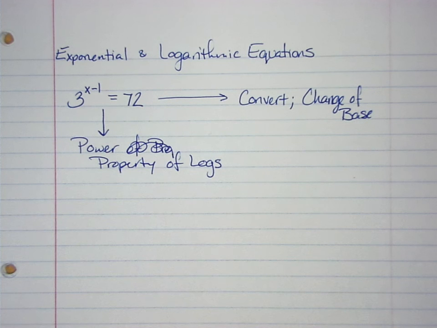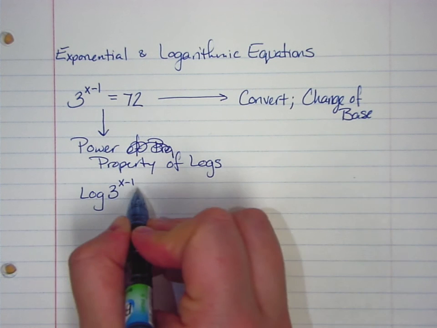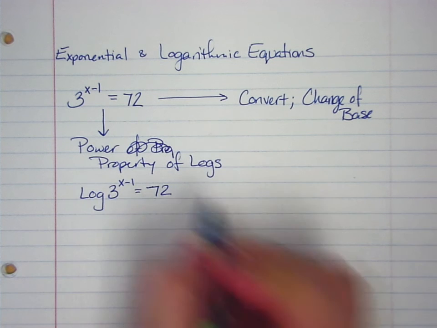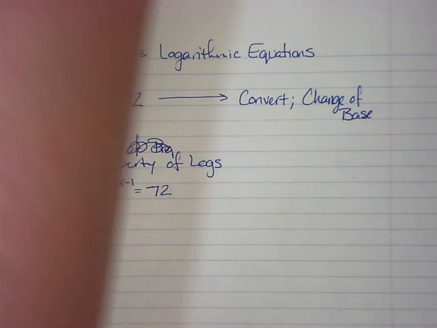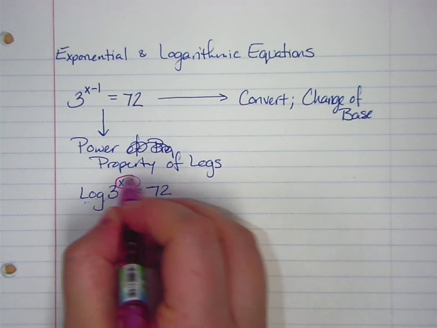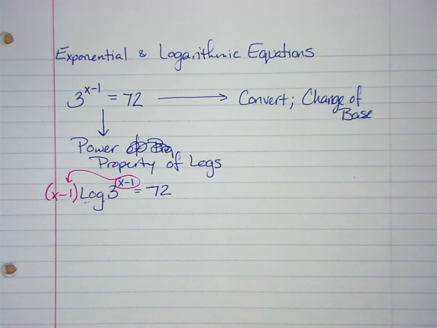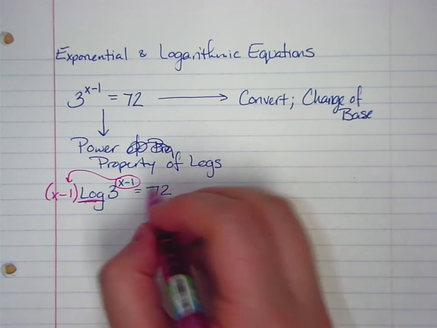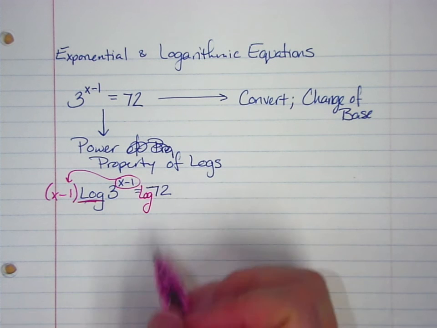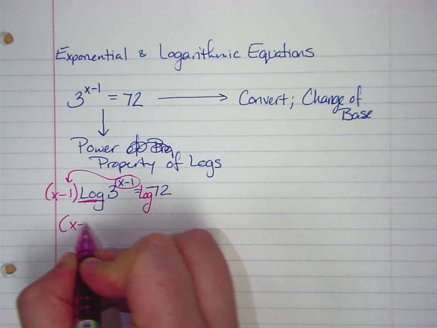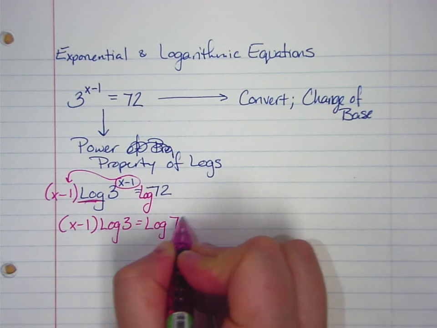So the power property of logarithms says that if I log this 3, then that frees the x minus 1 to come down front and be a coefficient. It's being multiplied. But if I'm going to log this 3, I also have to log the 72 on the other side, because what you do to one side, you do to the other. So then we have x minus 1 times log 3 equals log 72.